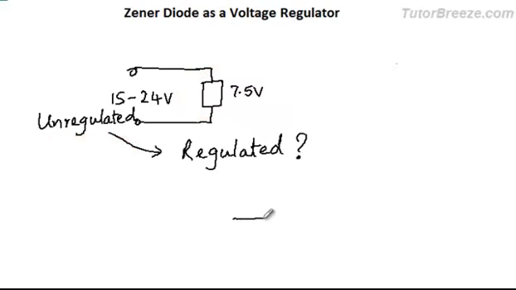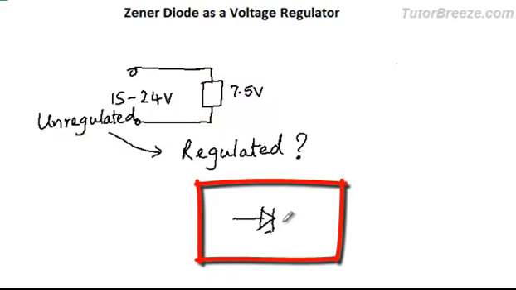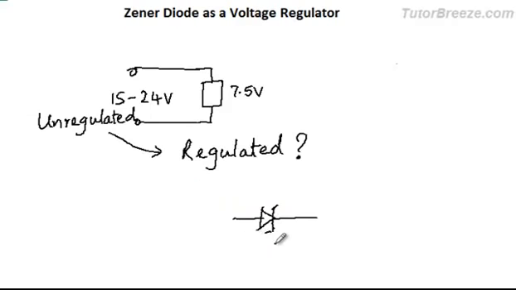Now we are given a Zener diode. This is the circuit symbol of a Zener diode. So we are given a Zener diode, and the breakdown voltage of this Zener diode is 7.5 volts.